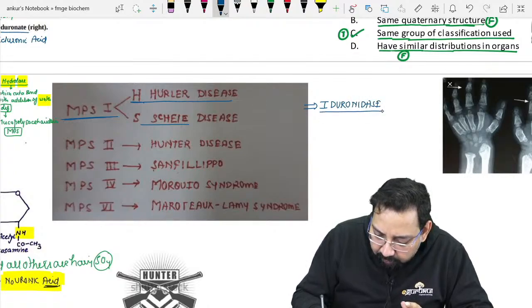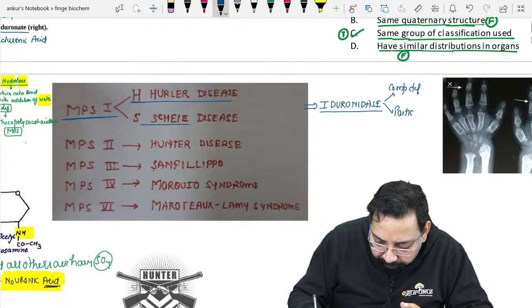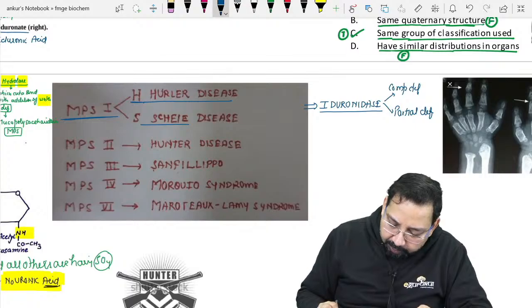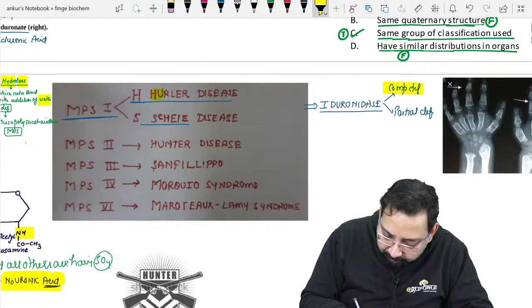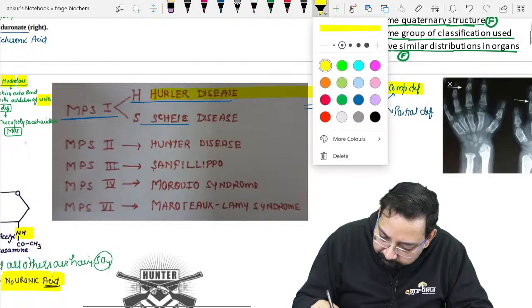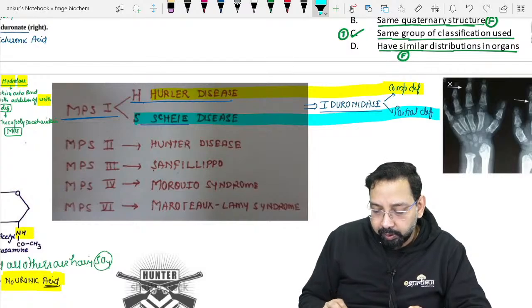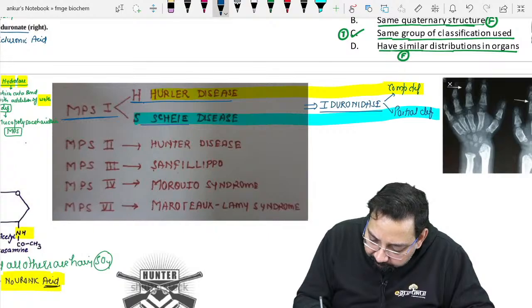Enzyme is deficient. If this enzyme is deficient, complete deficiency or partial deficiency. So in the question you will find that if iduronidase is completely deficient, then Hurler disease. If it is partially deficient, then Scheie disease.